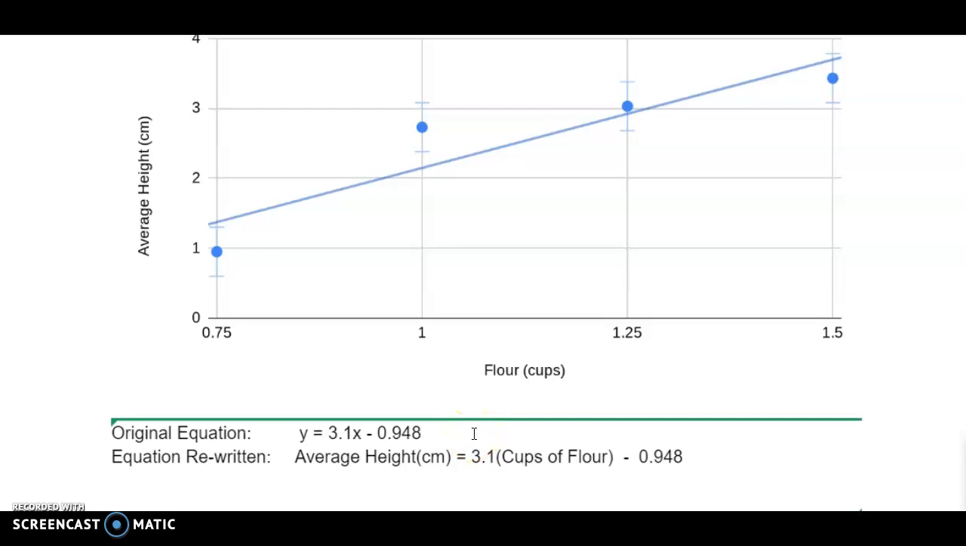Then, because we're not just graphing random variables, y and x, and our y and x axis have significance, we're going to replace the y and the x in the equation with these variables. So I would rewrite the equation as average height in centimeters, which is my y variable, equals 3.1 times the cups of flour minus 0.948.